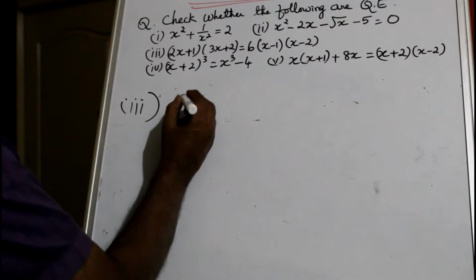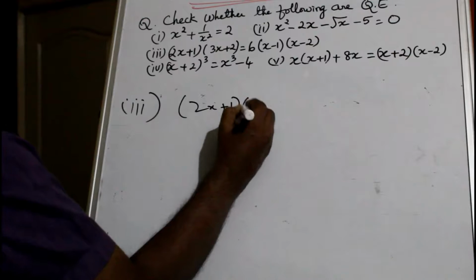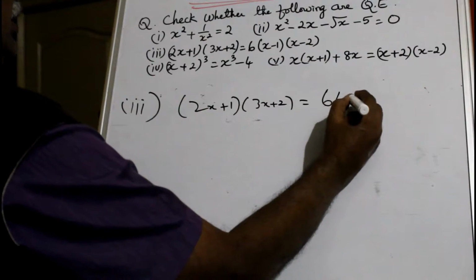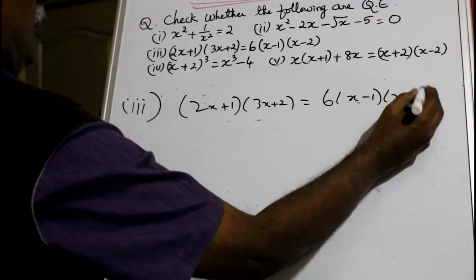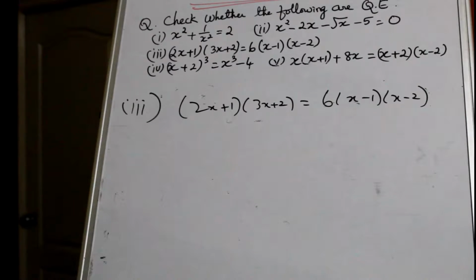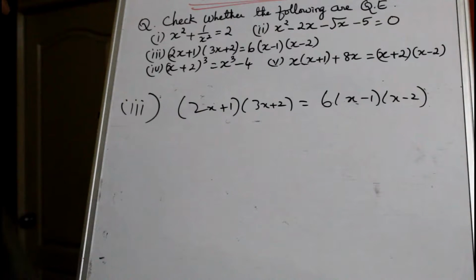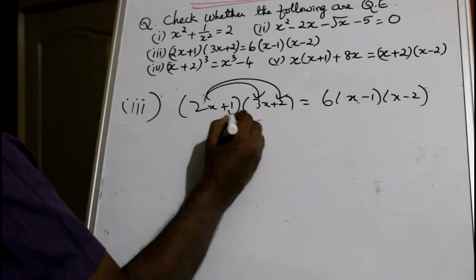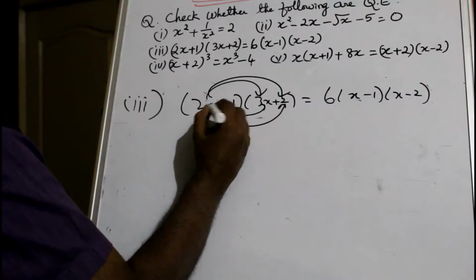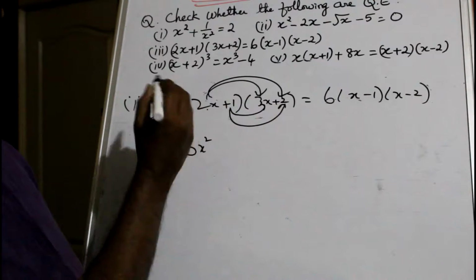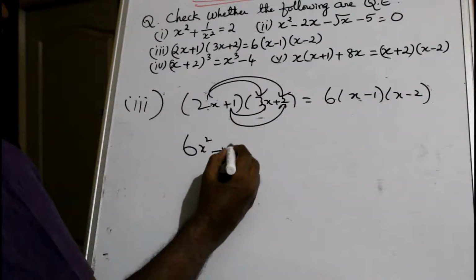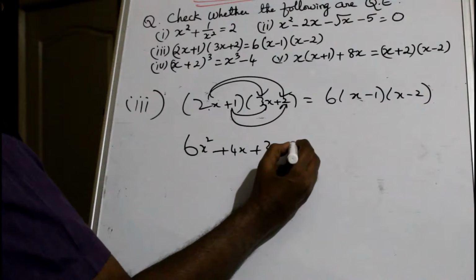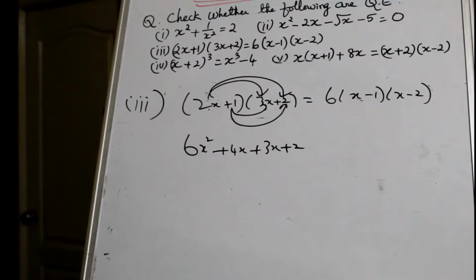Now next sum we'll try: 2x plus 1 into 3x plus 2 is equal to 6 bracket x minus 1 into x minus 2. I told you first you must try to bring it in the standard form. Standard form means try to expand this. When you expand you get 4 terms. 2x into 3x is 6x square. 2x into 2 is 4x. 1 into 3x is 3x, plus 2 ones are 2. So like this you get 4 terms when you expand.